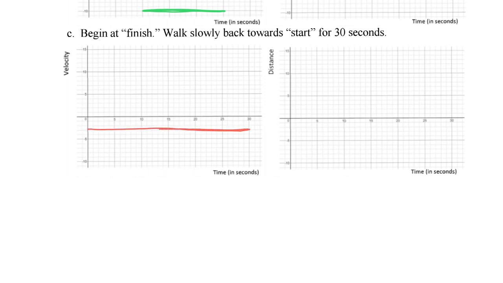for the first 30 seconds. So this is my velocity graph. For my distance graph, I'm going to pick a specific distance that I traveled, and I'm going to be walking backwards for 30 seconds. So here we go.